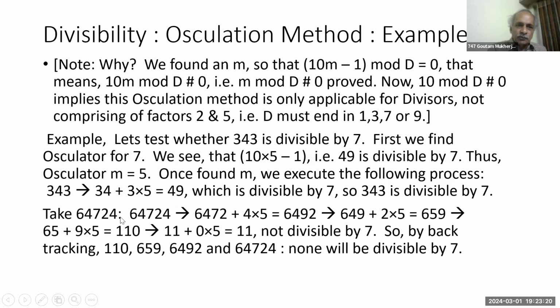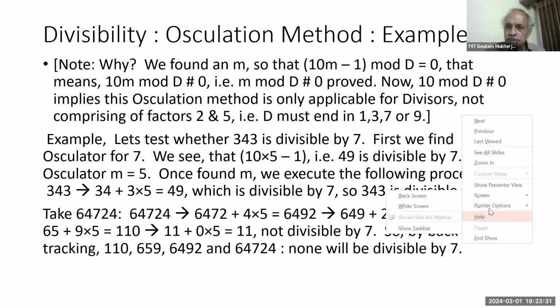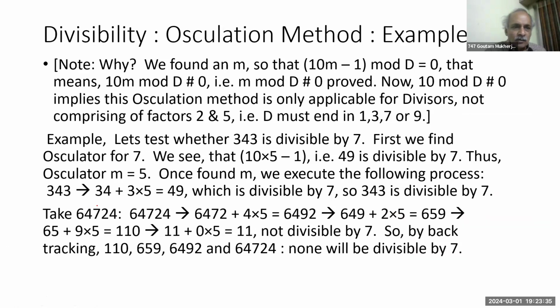Take 64747. We segregate the unit digit and cut it like this. Then 6474 becomes 647 plus 4 into 5, since the oscillator is 5. So it is 667. Again we cut here. 66 plus 7 into 5 is 101, and then it becomes 11, not divisible by 7. So by backtracking, all these numbers are not divisible by 7.